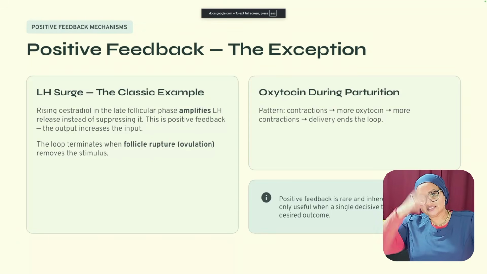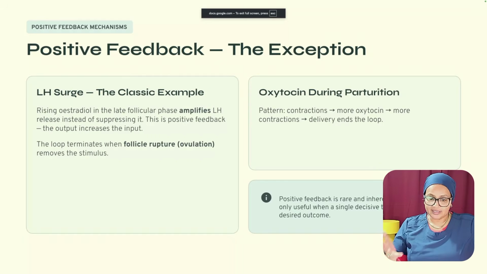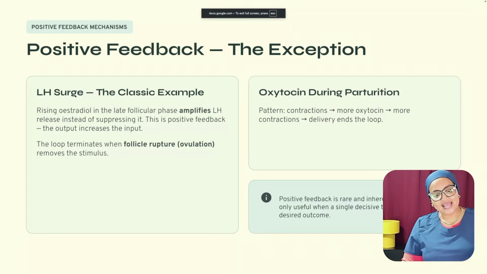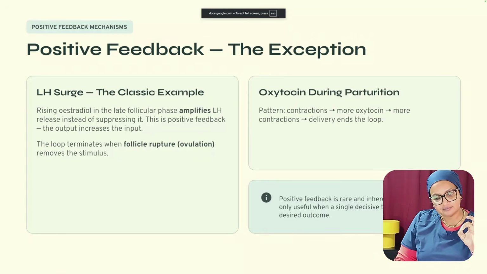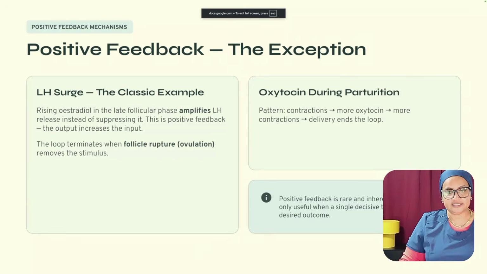Okay, so these two positive feedback loops need to be well understood, and understand that each has a specific purpose. Once that purpose is achieved, ovulation or labor, then they will self-terminate.